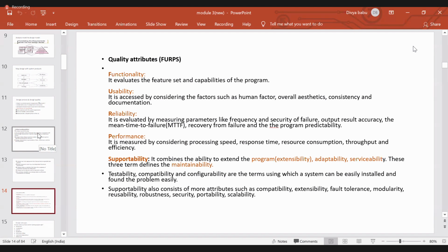Then testability, compatibility, and configurability. Testability means whatever you have done should be testable. Then only we can find the errors or bugs. And it should be compatible with higher versions. And it should be configurable, meaning we can configure that software in your system. It should be configurable. It should be testable.